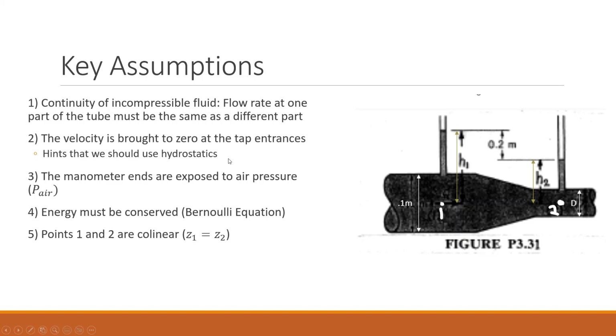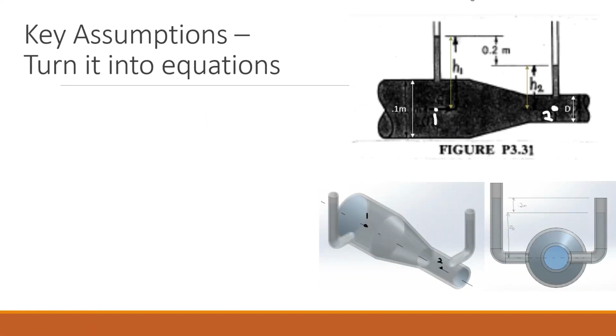So let's see some key assumptions. For one thing, we have the continuity equation of incompressible flow, so the Q at point 1 is the same as the Q at point 2. Once again, velocity is brought to zero at the taps of the manometers. Basically, it's just saying, hey, use hydrostatics. The ends of the manometers are exposed to air pressure, so you could say the end points when we do the hydrostatics will be the same pressure. Energy must be conserved. That's just like the law of the universe. So for fluid dynamics, we like to use the Bernoulli equation, and points 1 and 2 are collinear. Okay?